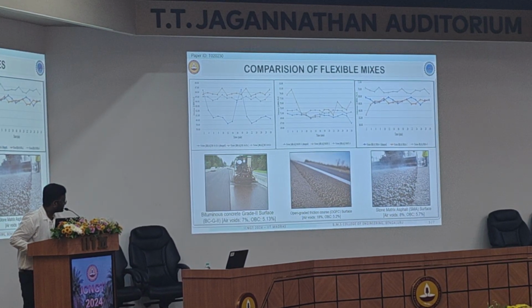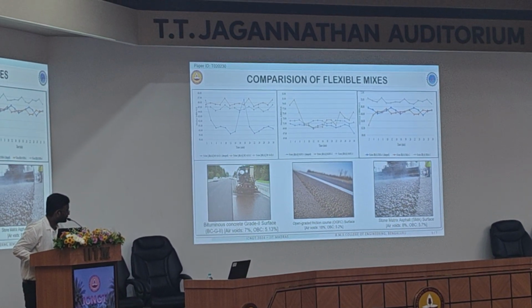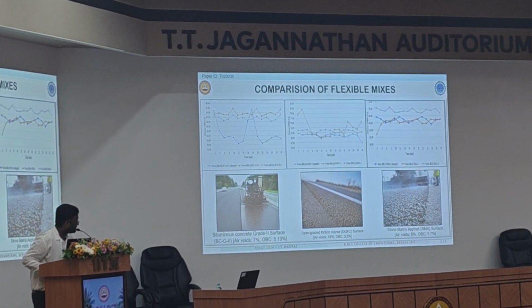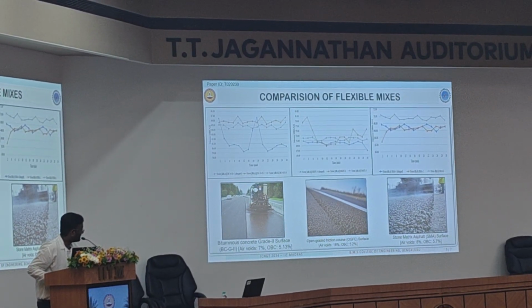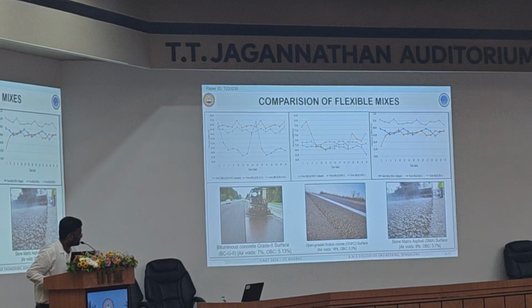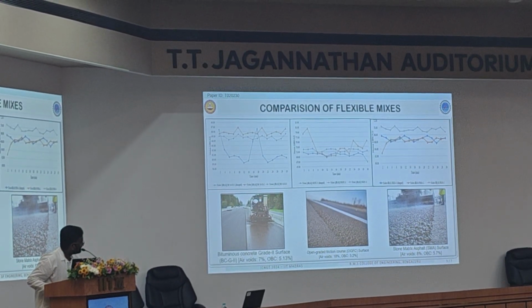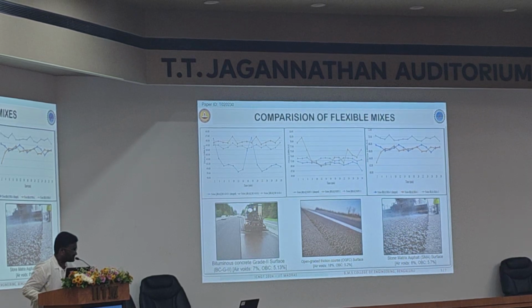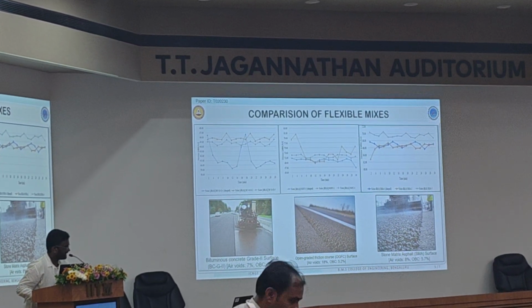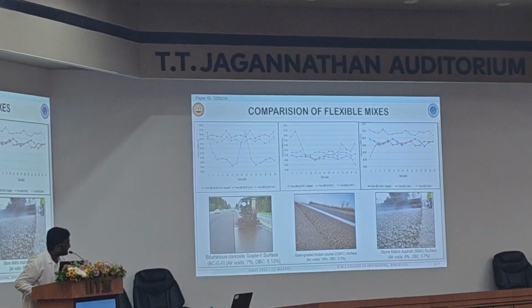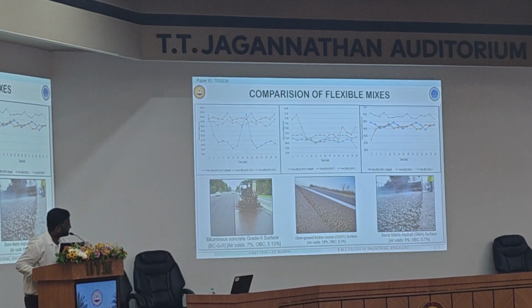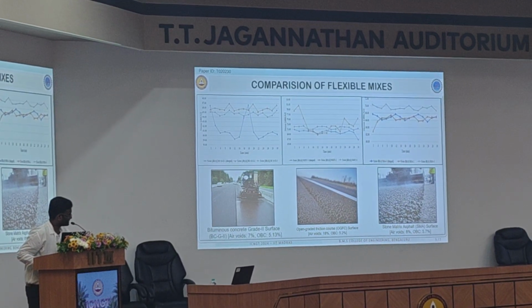As you can see in the first picture, it is a conventional BC grade 2, bituminous concrete grade 2 surface, which is laid, which had air voids of 7% and an optimum binder content of 5.13%. And there were 3 specimens which were casted. The first one was damped and the other 2 were undamped. The same thing was carried out for the unconventional OGFC as well as stone matrix asphalt.